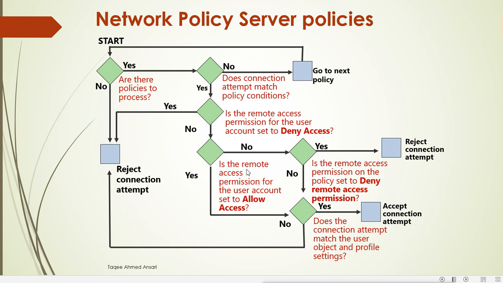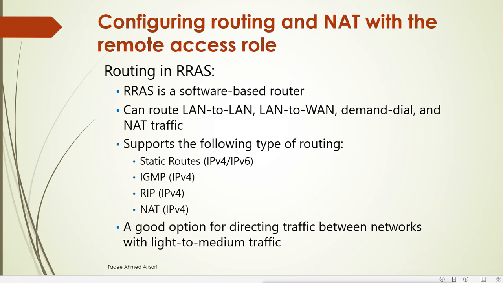And then if the remote access permission for the user account set to allow access is no, then it will check here, that is, is the remote access permission on the deny policy set to deny remote access permission? If it is yes, then it will reject the connection. If it is no, then it will check again this thing. So this is how the policy works, and it comes by default when you install the remote access services.